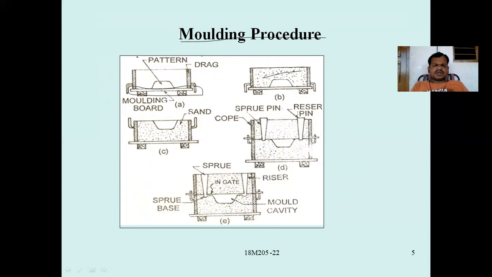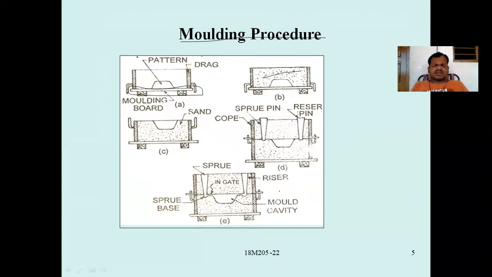Once everything is prepared, the core box, the cope and drag box, the pattern and mold cavity, after total completion of preparation of the mold cavity, we insert the pins into the cope box so that we can remove the runner and riser pins, and we prepare the gating system: gate in, gate out.